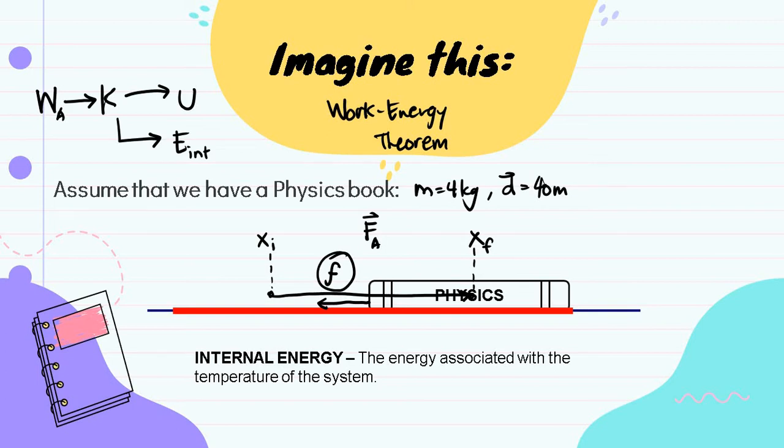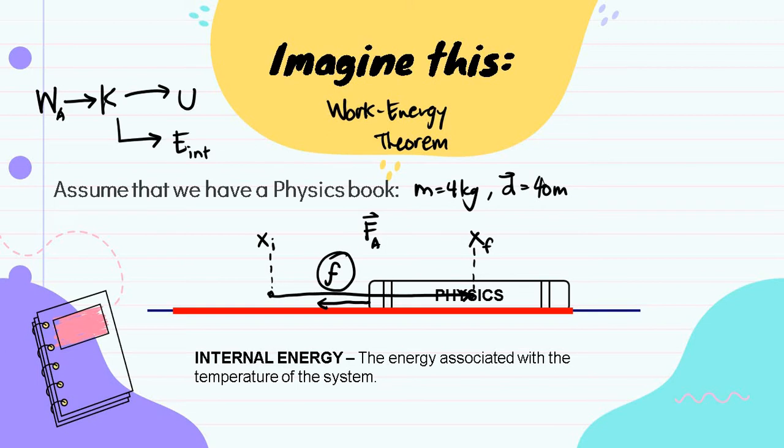However, for simplification purposes, we define internal energy in this particular scenario as the energy associated with the temperature of the system. So definitely there is a change in the temperature of the system, because we knew that the surfaces heat up. We can say that they increase in temperature. That's why we know that there is kinetic energy that is converted into some other form of energy.